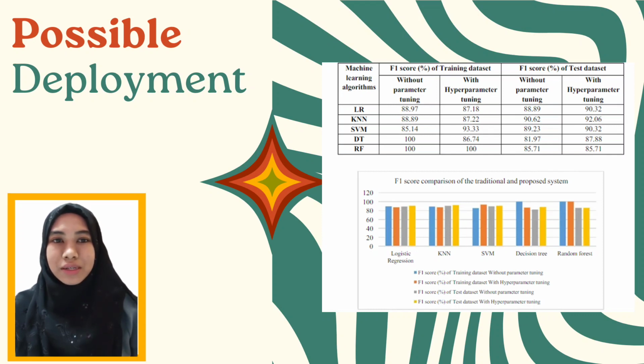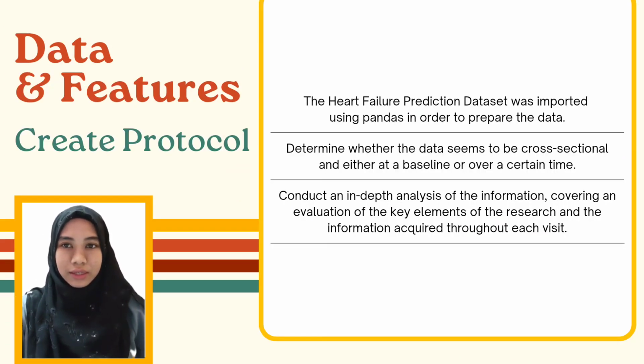The comparison here is between logistic regression, KNN, SVM, decision tree, and random forest. The F1 score here consists of the training dataset and the test dataset, without parameter tuning and with hyperparameter tuning. Next slide. Data and features, create protocol.